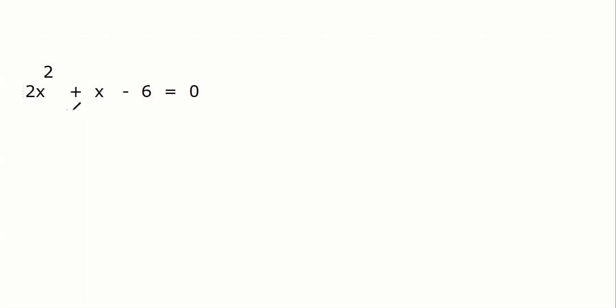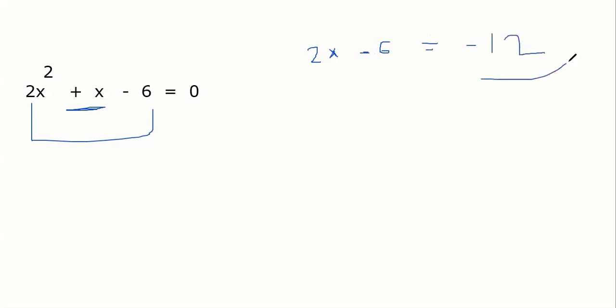Our middle term is x. So we have to split this middle term using this 2. So what is the coefficient of this? 2 and minus 6. Don't forget the sign here. 2 into minus 6 is what? Minus 12.